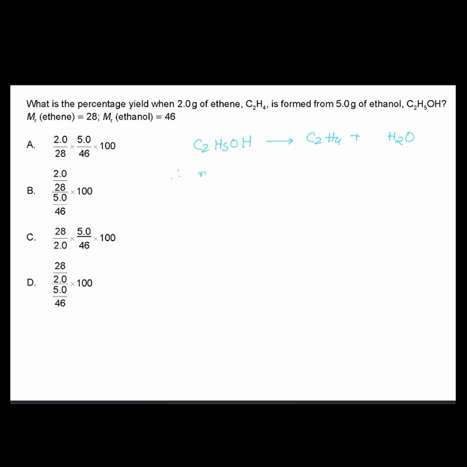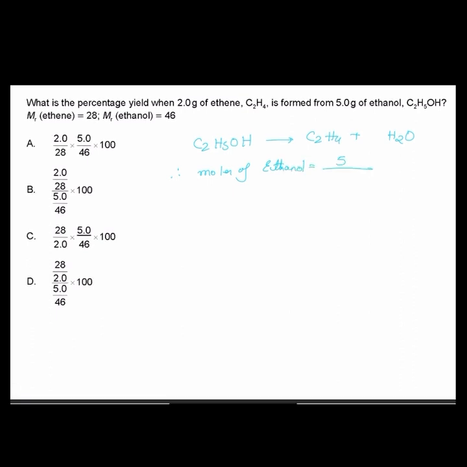So first, moles of ethanol, or C2H5OH, would be 5 divided by the molar mass, that is 2 times 12. There's a total of 6 hydrogen in this molecule, so plus 6 times 1 plus 1 times 16. If I simplify, it will be 5 divided by 24 plus 6 plus 16. That is 5 divided by 46. That is the moles of ethanol. Now we have to find the moles of ethene.